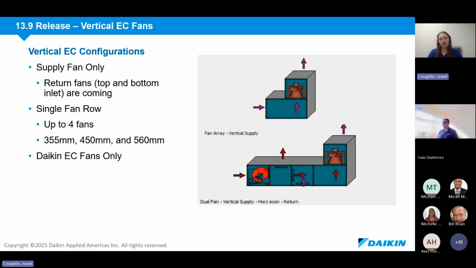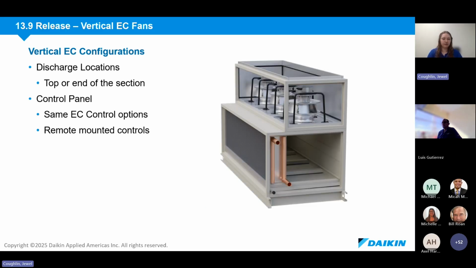The vertical fan array will only be available as a single row of fans, but you can have up to 4 fans total. This is applicable for the 355, 450, and 560 Daikin EC fans, and we're currently only offering it on the Daikin ECs and not any Infinitum or QPAC fans.